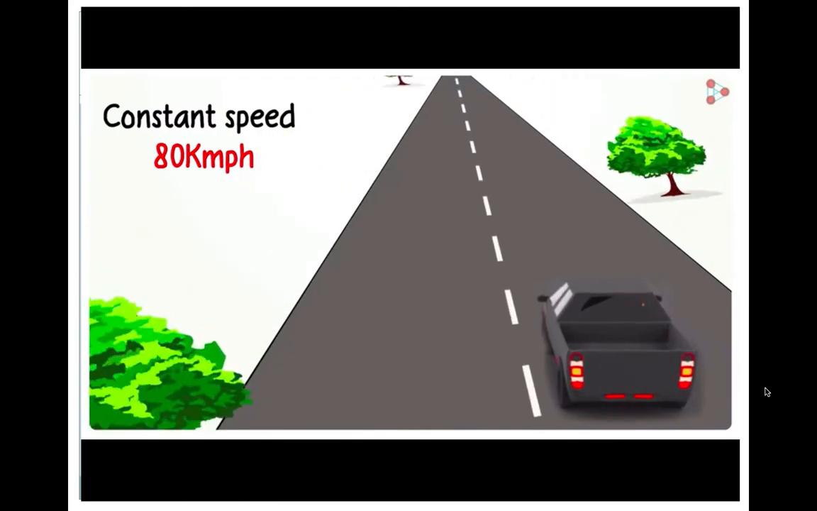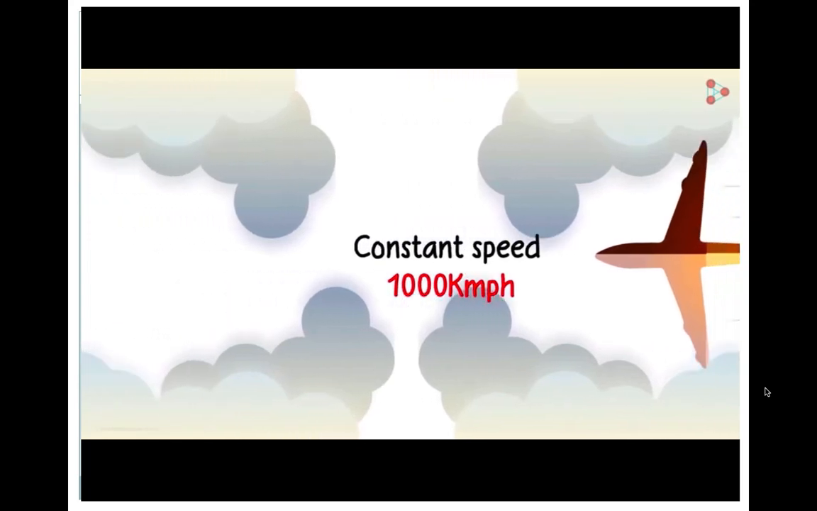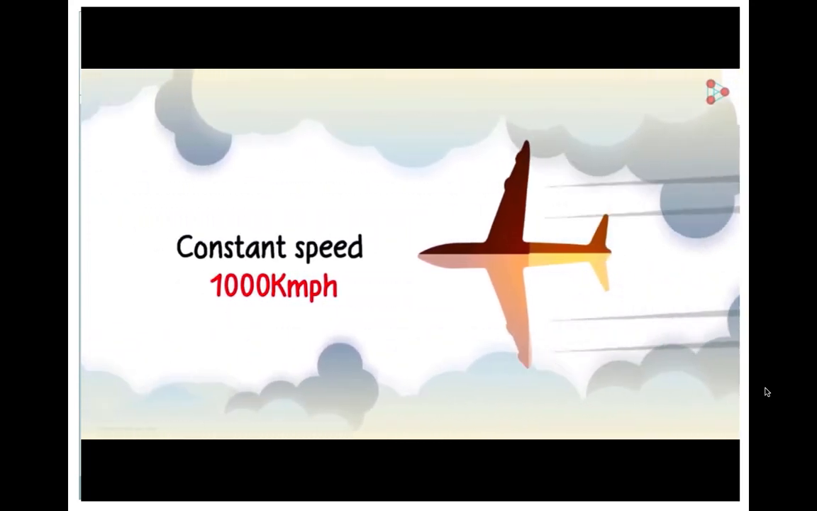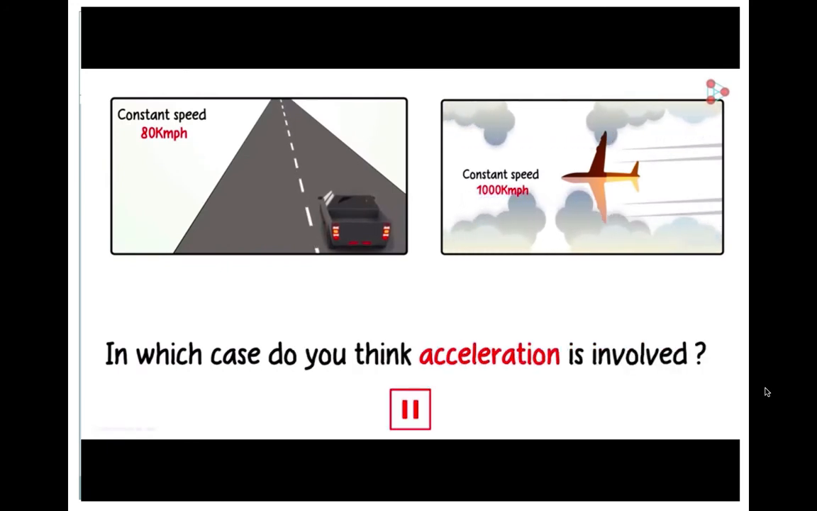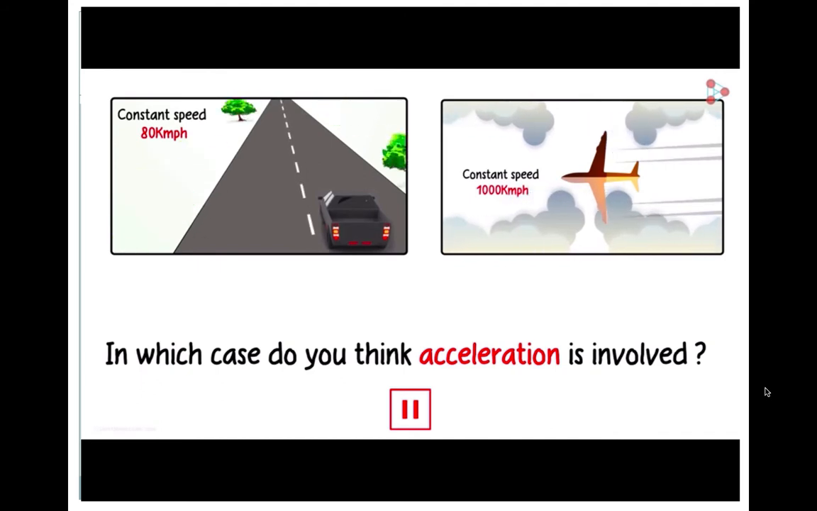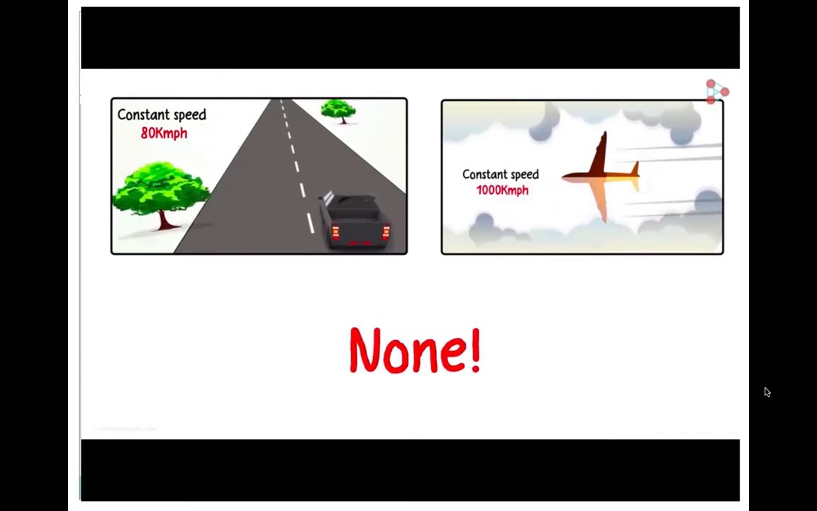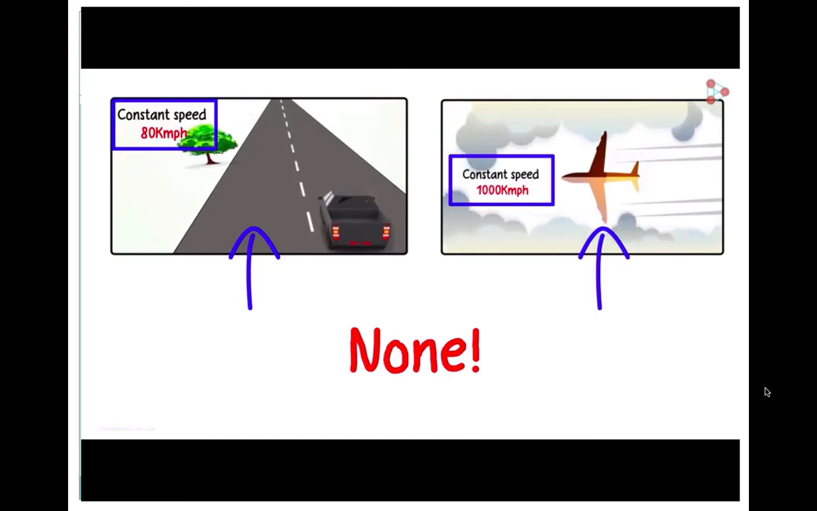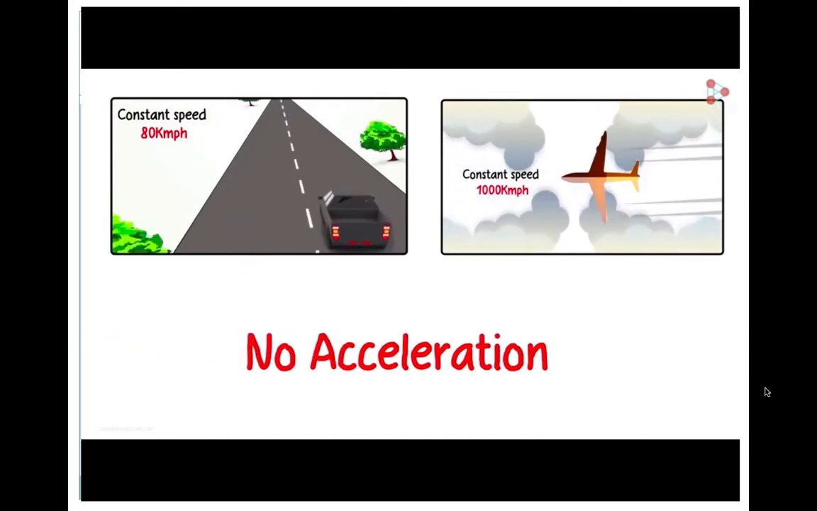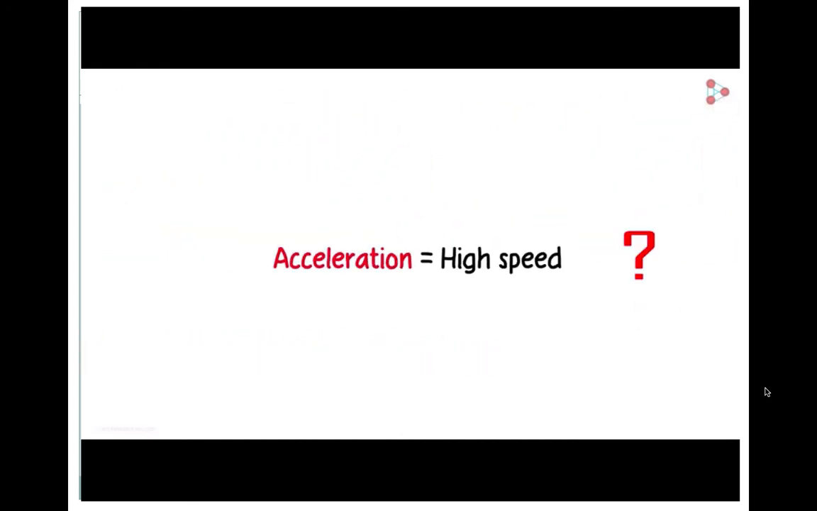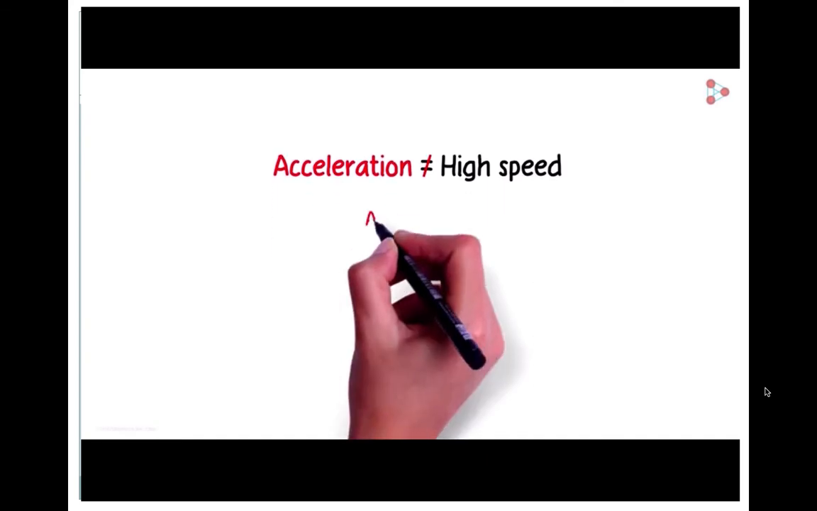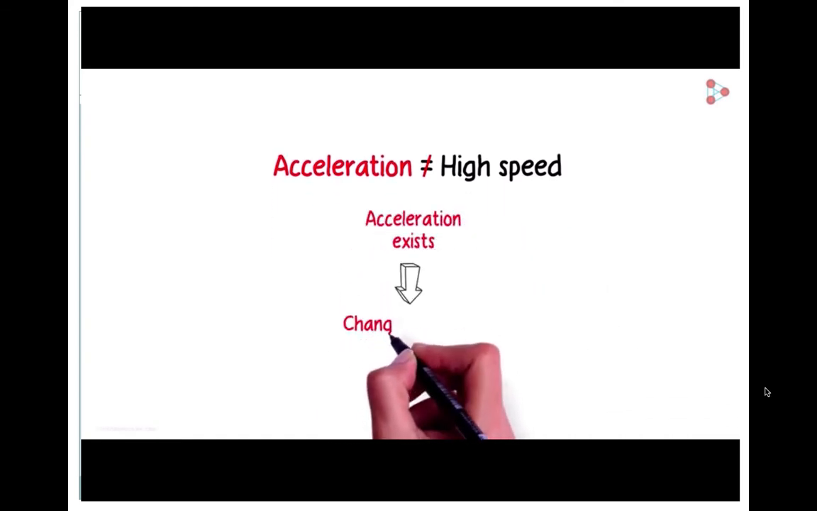In the first one, a car is traveling in a straight line at a constant speed of 80 kilometers an hour. And in the second one, a plane is traveling in a straight line at a constant speed of 1000 kilometers an hour. In which case do you think acceleration is involved? None. In both cases, the velocity is not changing at all. Hence, there will be no acceleration in either of the cases. Most people relate acceleration to high speed, and that's clearly not true. Acceleration will only exist when there is change in velocity.